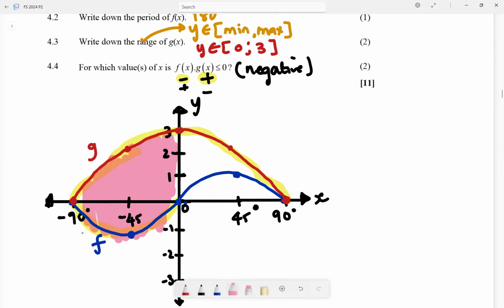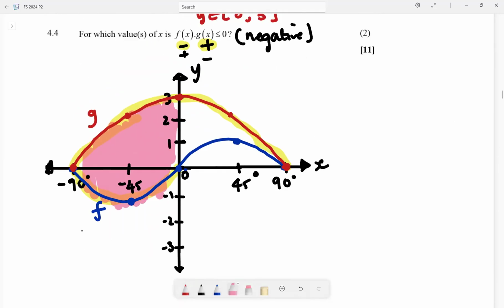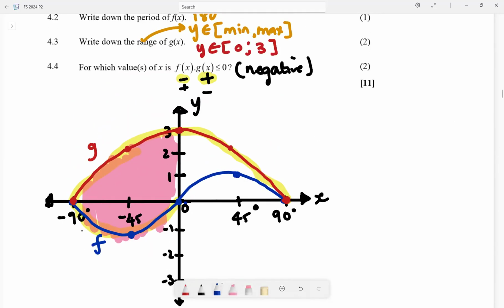So the first solution that we want, it is when x is between what? Negative 90 to 0. Okay? This is the first condition, negative and positive. Now let's look at the second condition.